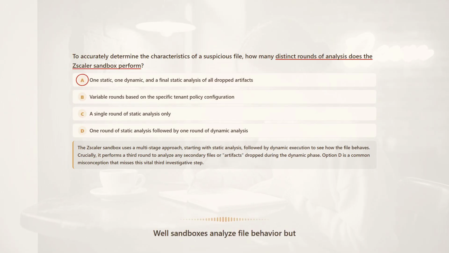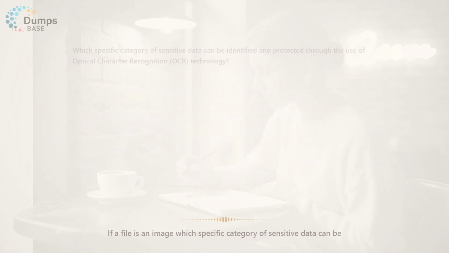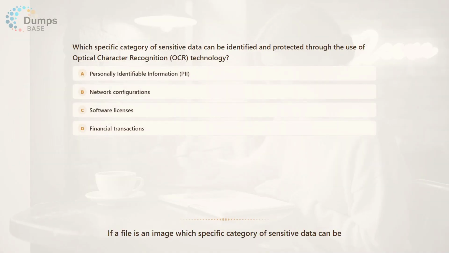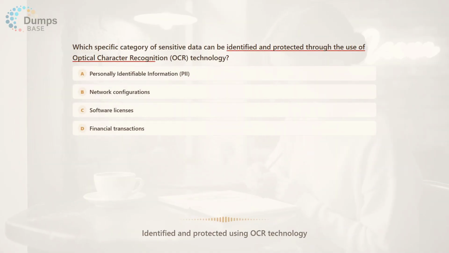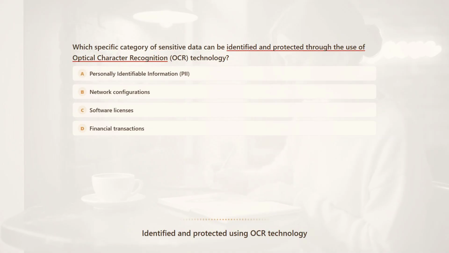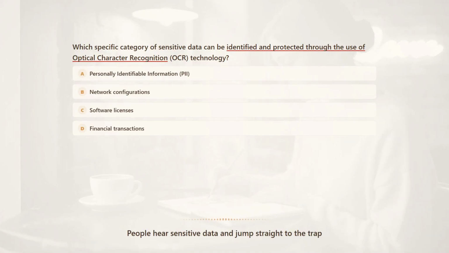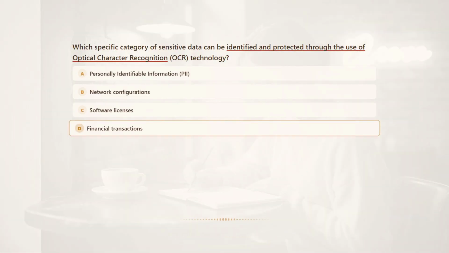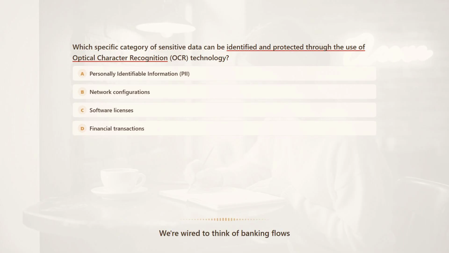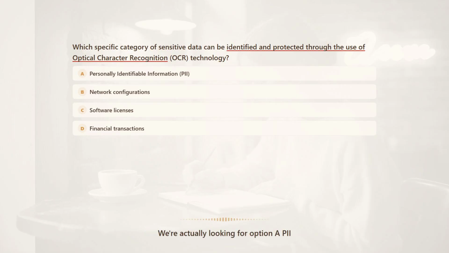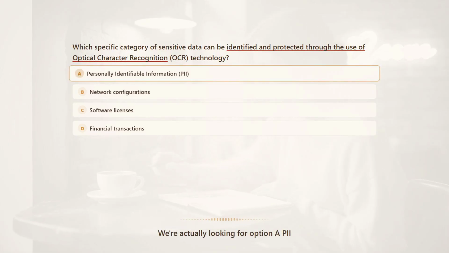Well, sandboxes analyze file behavior, but what about looking inside image files? If a file is an image, which specific category of sensitive data can be identified and protected using OCR technology? I mean, people hear sensitive data and jump straight to the trap. Option D, financial transactions. We're wired to think of banking flows, you know? Sure, but what's hiding in a driver's license scan? We're actually looking for option A, PII.